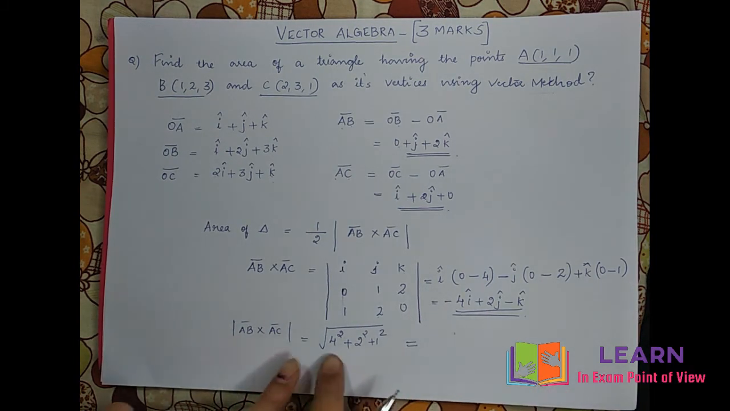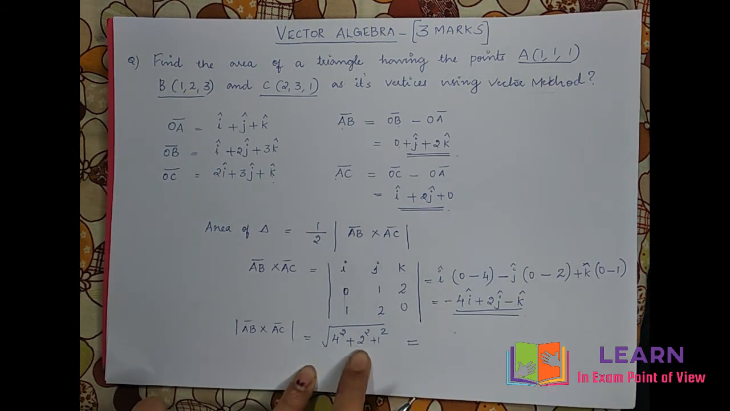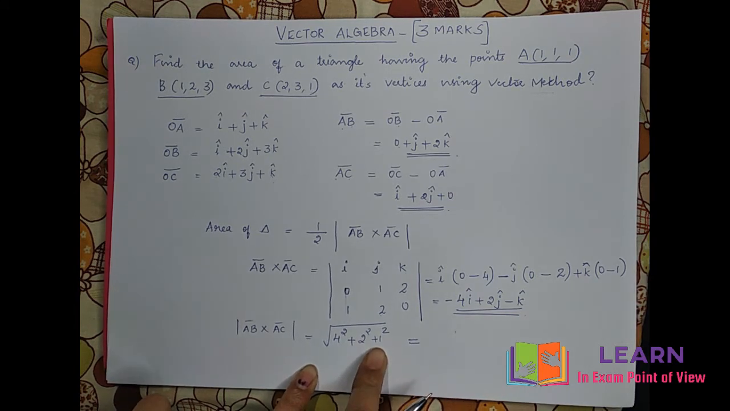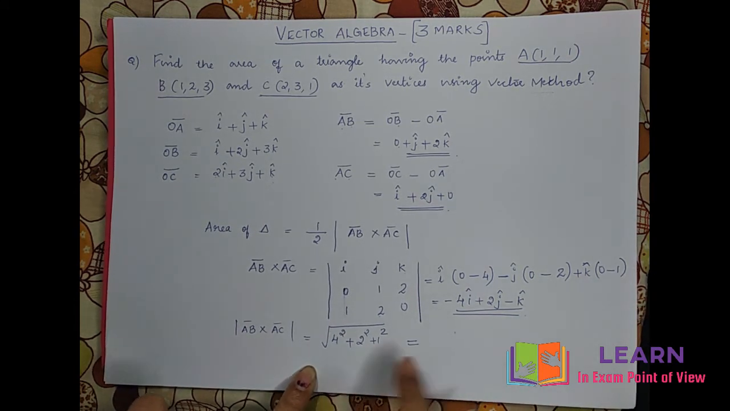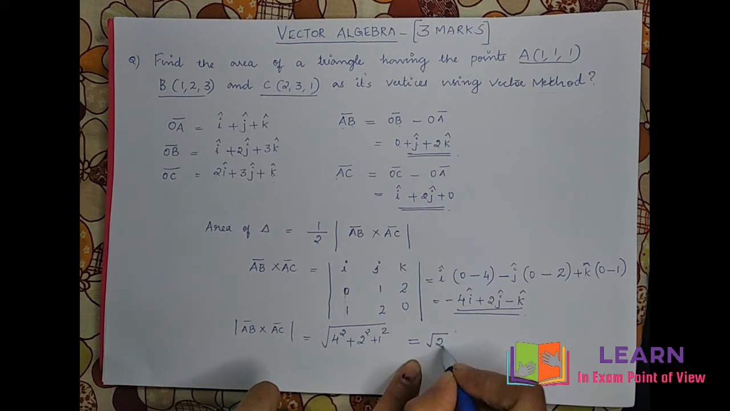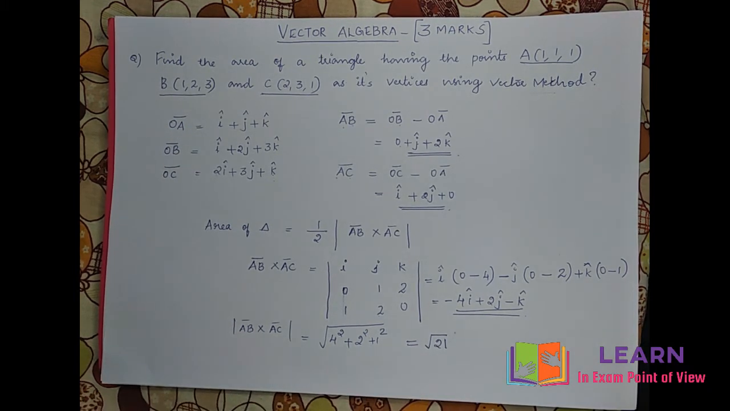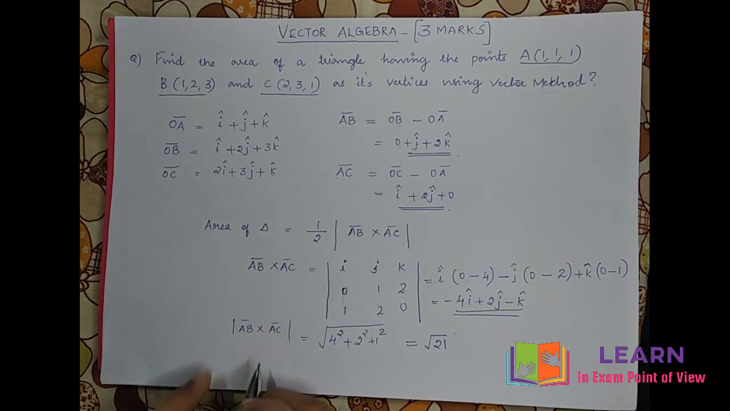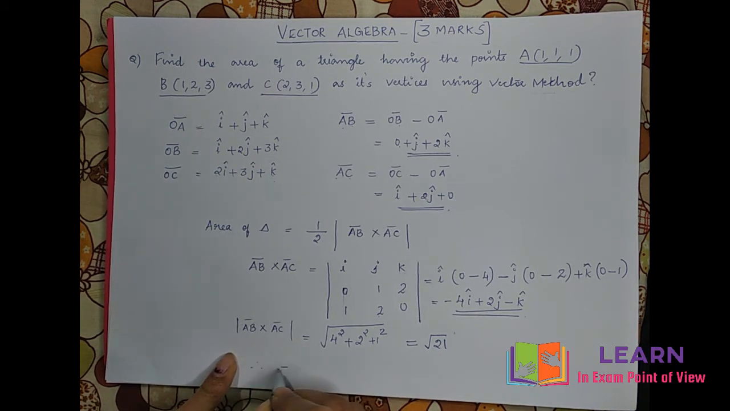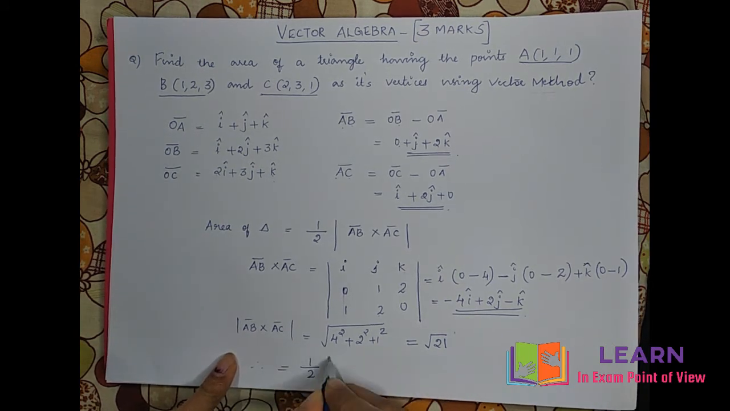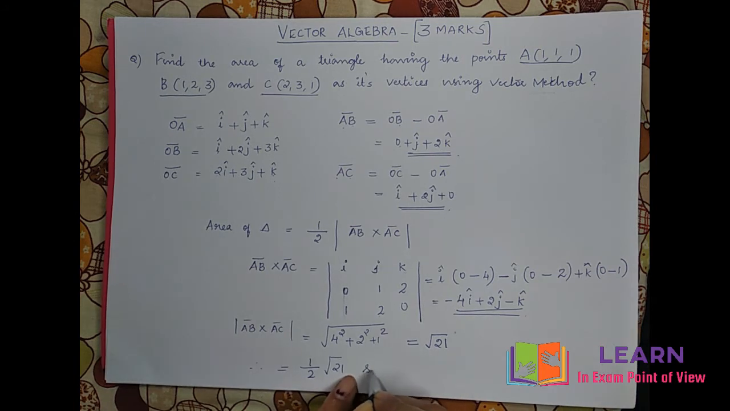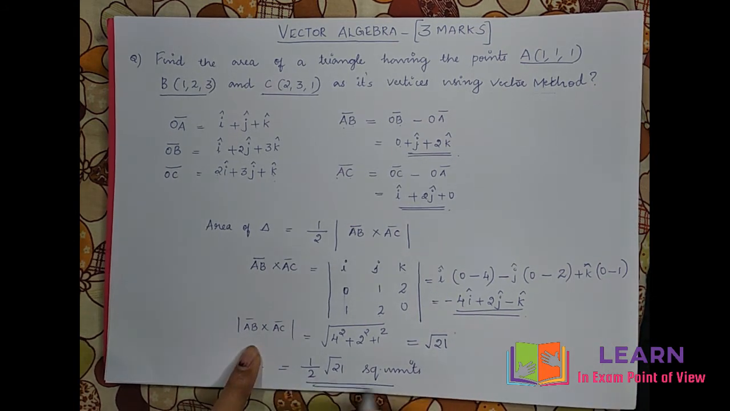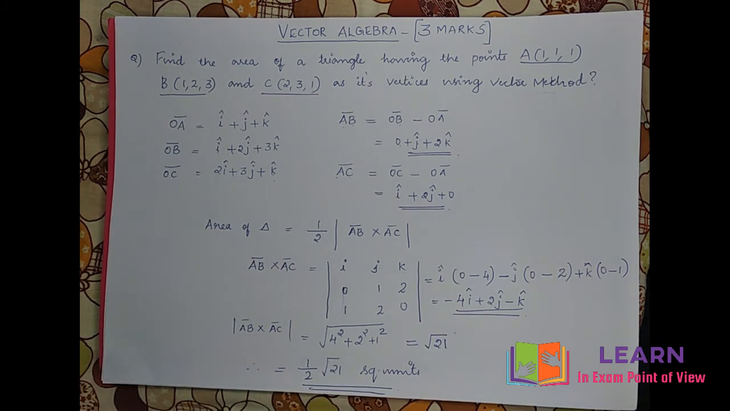So what is the answer? This is 16 plus 4 plus 1. That is 20 plus 1, 21. So root 21. So what last step remains? Therefore, what is the area? Half into root 21 square units. Clear, students? So this is the area.